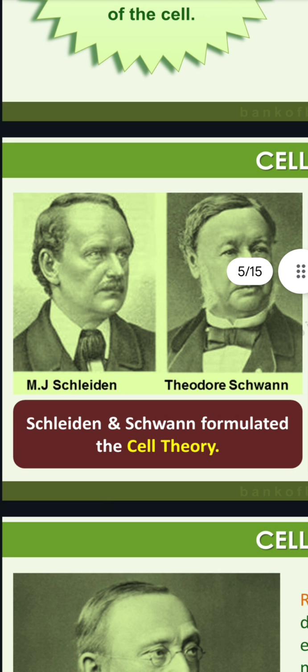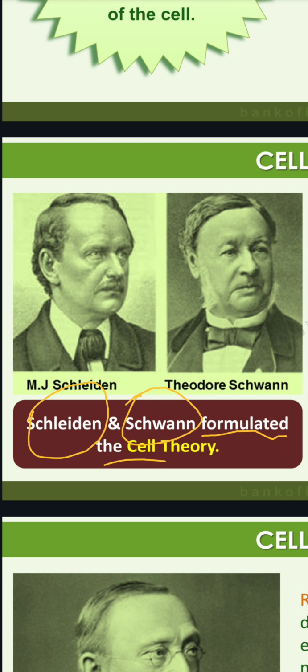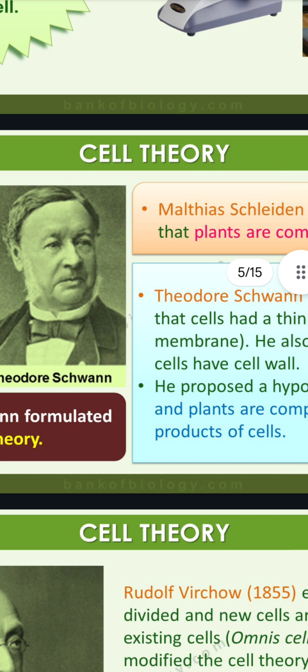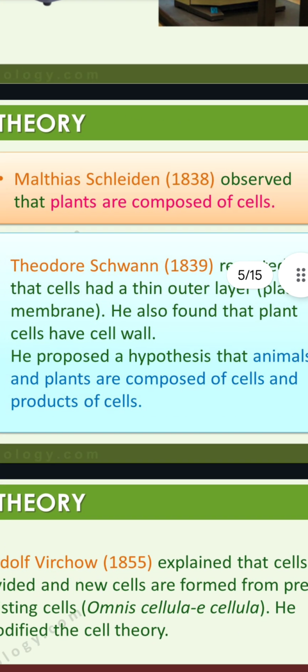So there are two scientists. One is Schleiden and one is Schwann. They both formulated the cell theory. They both gave the cell theory. Okay, let's read it.